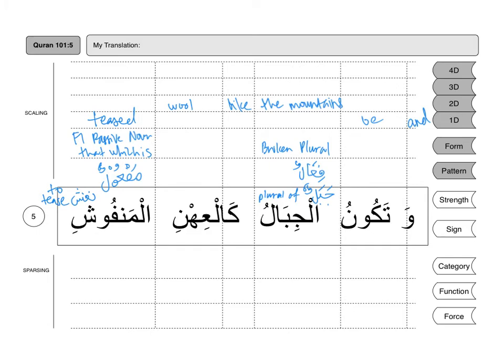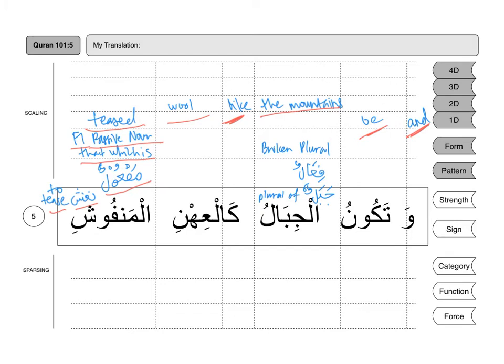And wa al-jibal, the mountains, which is a broken plural of jabal, the mountains would be or will be like ka al-ihni, wool, al-manfush, teased, because nafasha means tease, and then manfush has the pattern of maf'ul, therefore it's F1 passive noun having the connotation of that which is. So wool, that which is teased or carded or tufted.